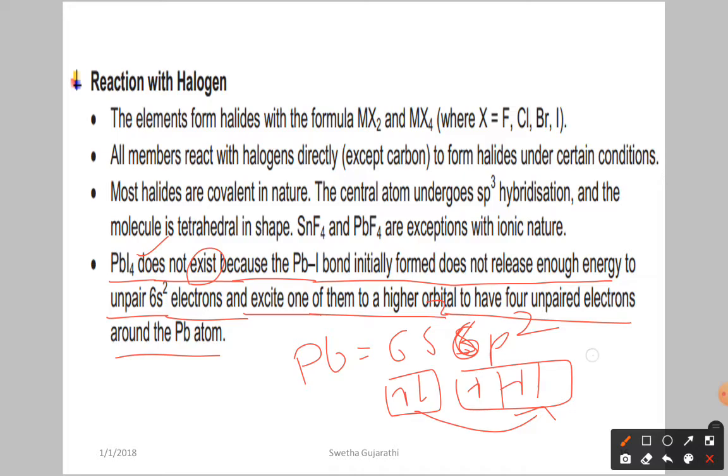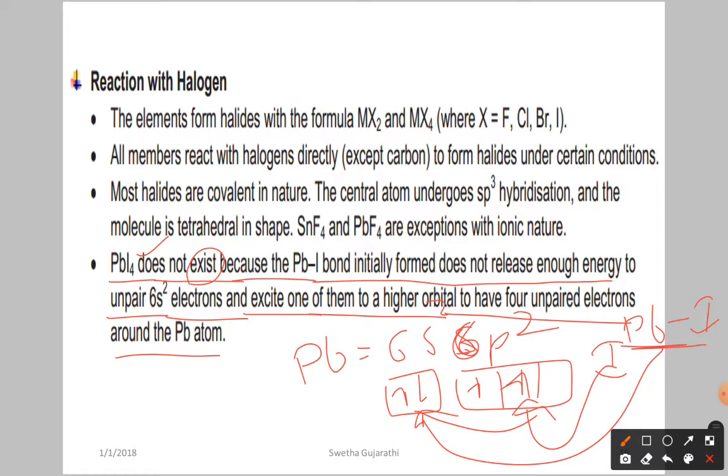But what happens here, first iodine is there, and it is going to form a bond with this one. So one lead-iodide bond is formed. As you know very well, bond formation is an exothermic process, so energy is going to be released, but that energy is not sufficient to excite this electron.